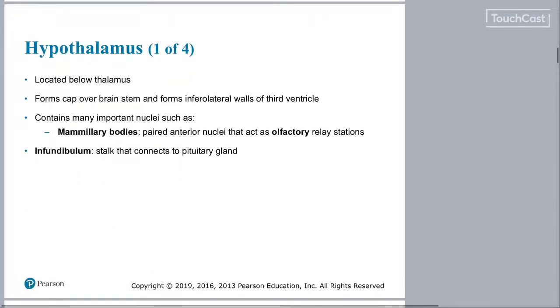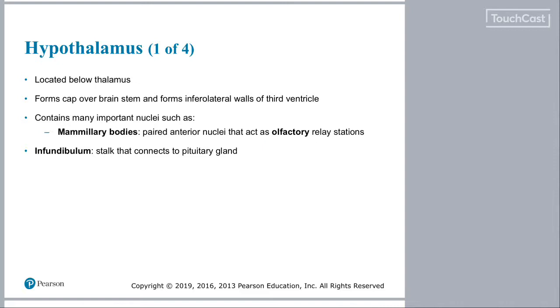Now the hypothalamus is going to be located below the thalamus. It's going to form a cap over our brainstem and those inferior walls of the third ventricle. It contains many important nuclei, such as those mammillary bodies that we talked about a second ago. These are going to be paired anterior nuclei that act as olfactory relay stations. I don't know if you remember from our last sections, but olfaction is going to be our sense of smell. So it's going to be a smell relay station.